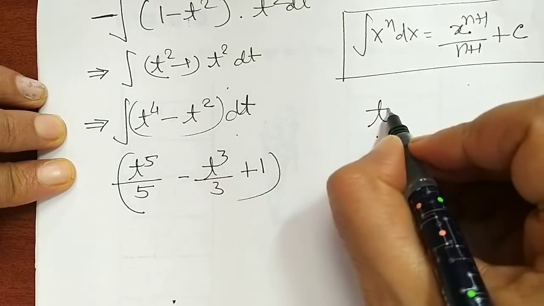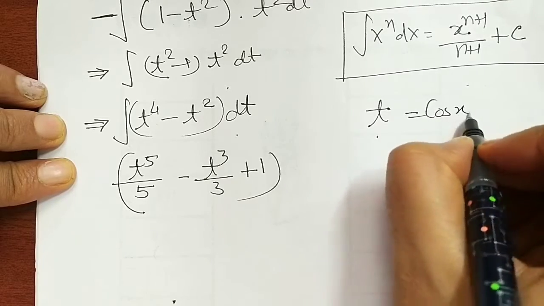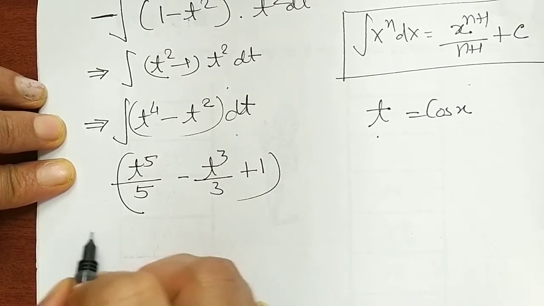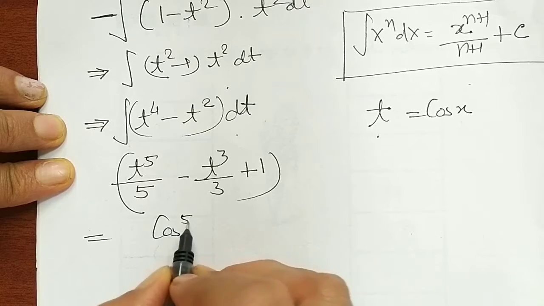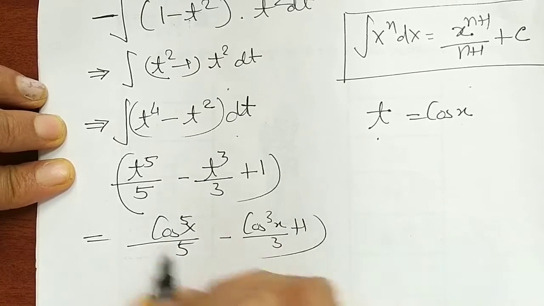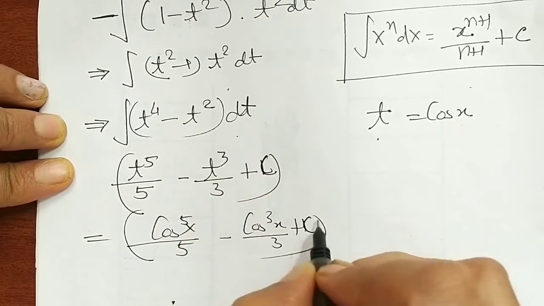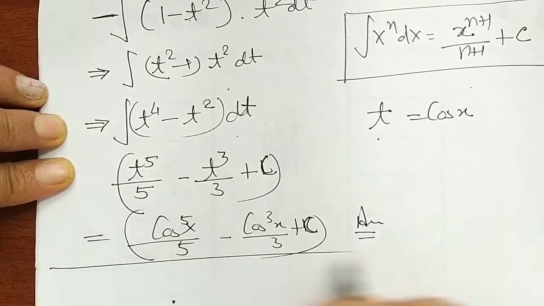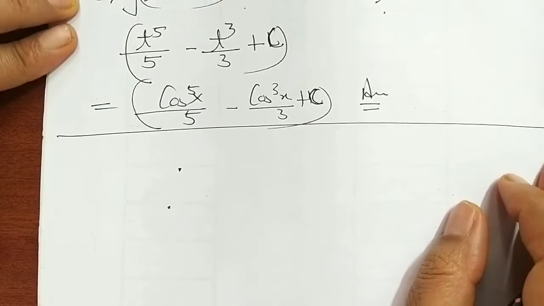But what was my t? What my t was: cos x. So let me put it back. So I will get cos^5 x by 5 minus cos cube x by 3 plus 1. I'm sorry, this should be a constant c. So this is my final answer.